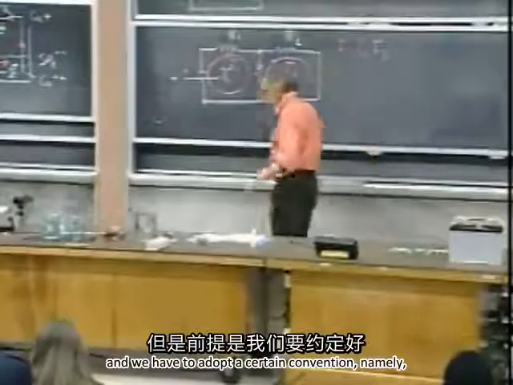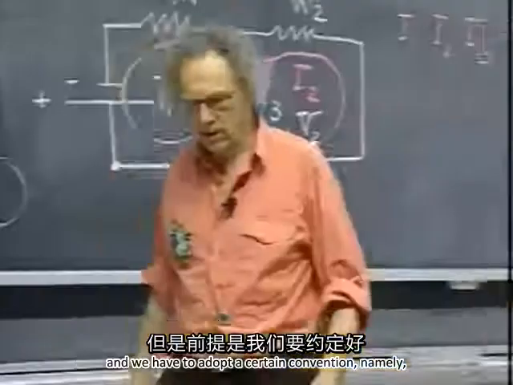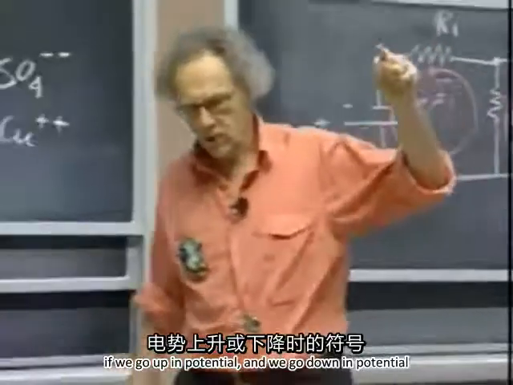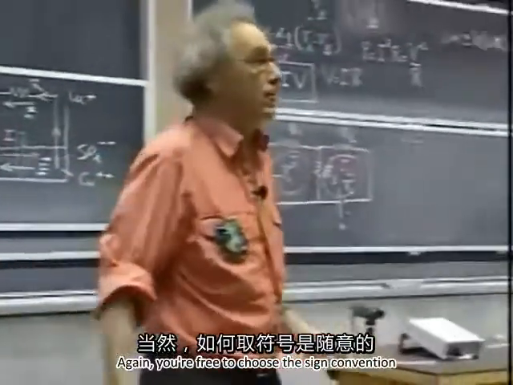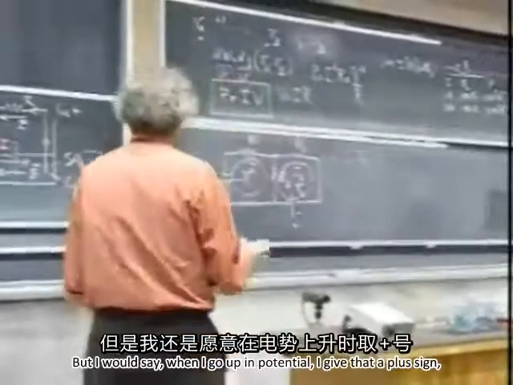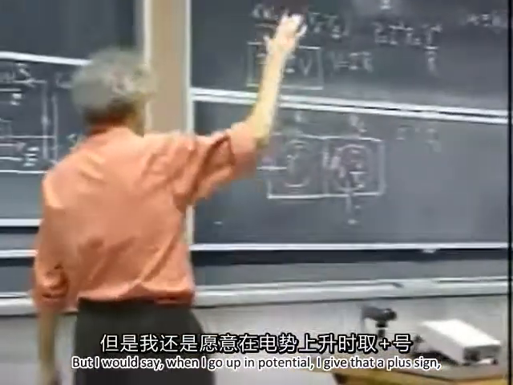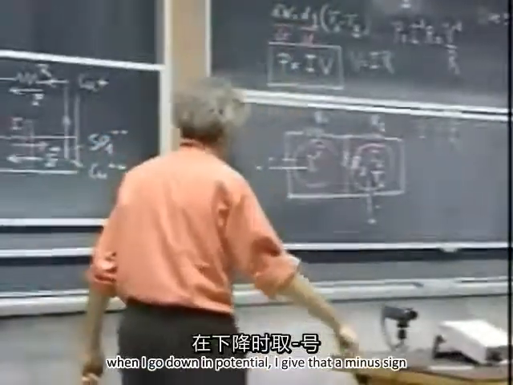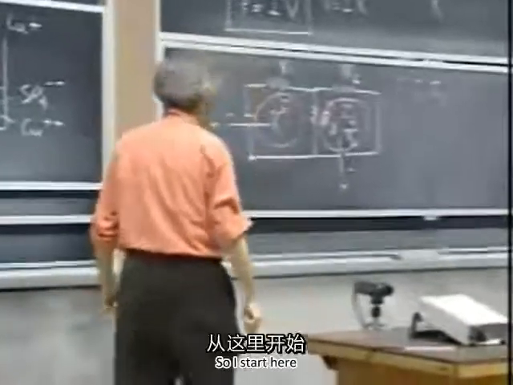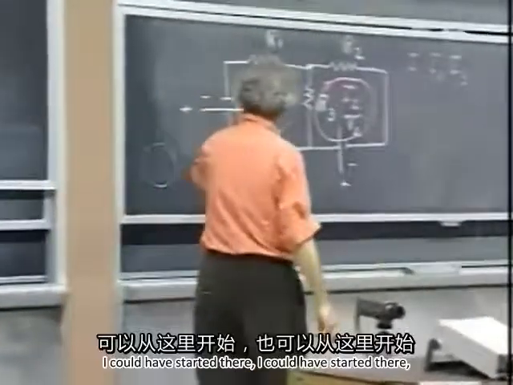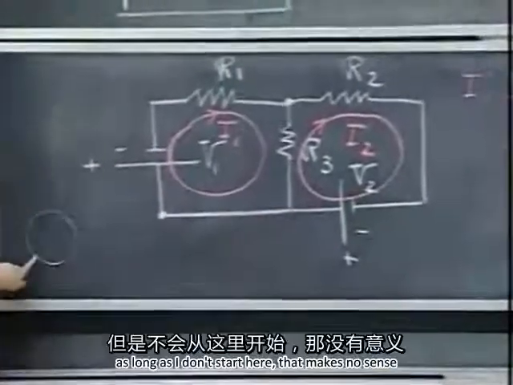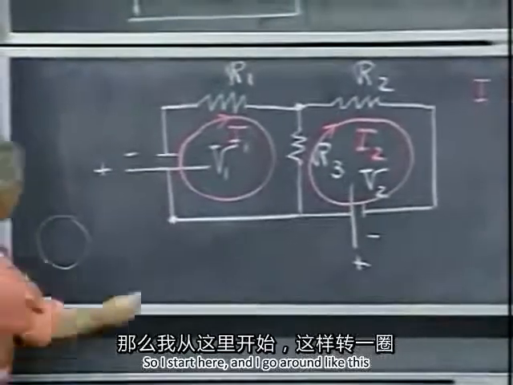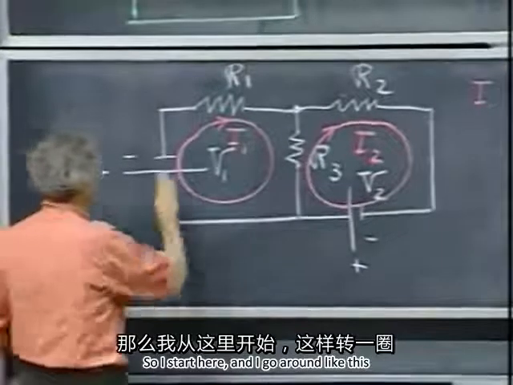And we have to adopt a certain convention, namely, if we go up in potential and when we go down in potential. Again, you're free to choose the sign convention, but I would say, when I go up in potential, I give that a plus sign. When I go down in potential, I give that a minus sign. So I start here. I could have started there, I could have started there. It makes no difference, as long as I don't start here. That makes no sense. So I start here, and I go around like this.